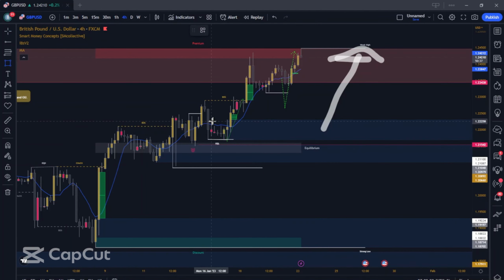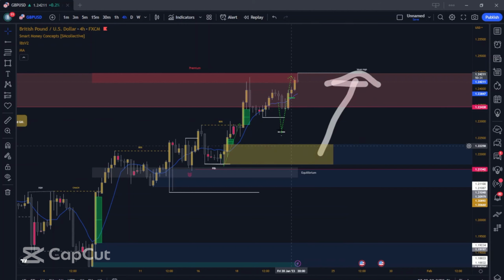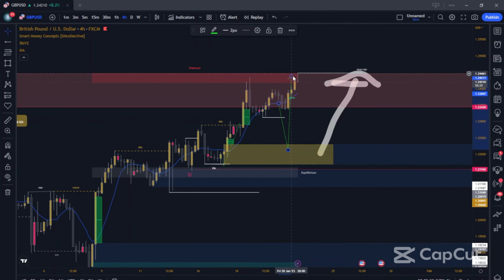Okay, that's spat out a demand level here, which we had marked up from last week. We will be waiting for longs from this demand down here to take out this weak high up here.